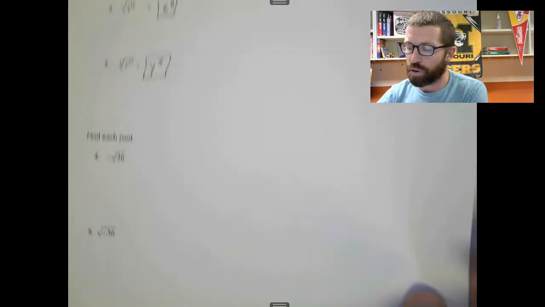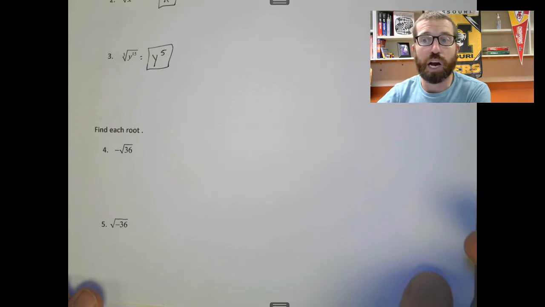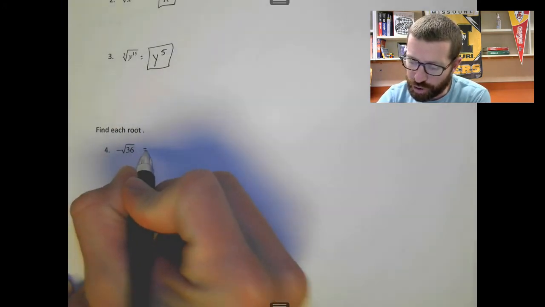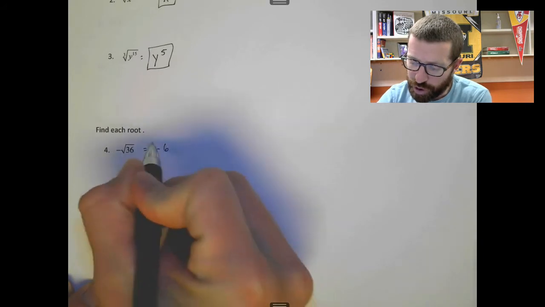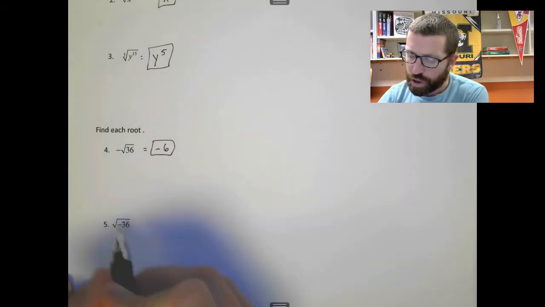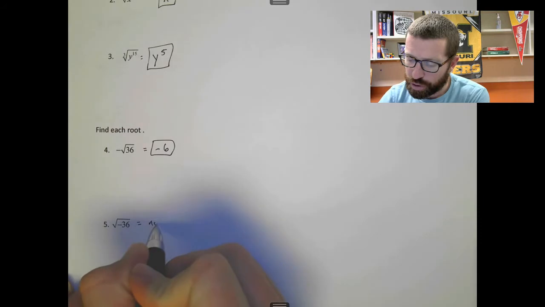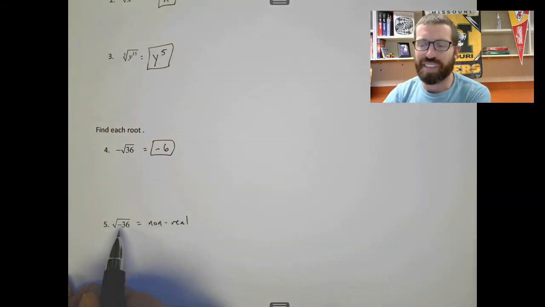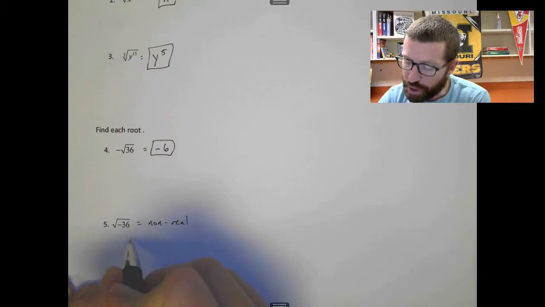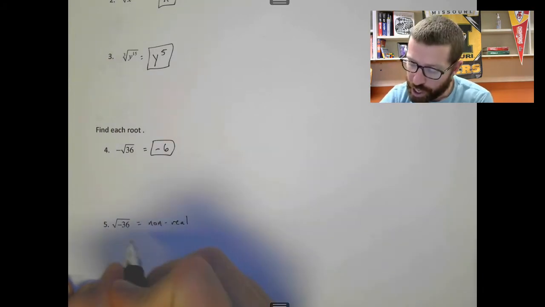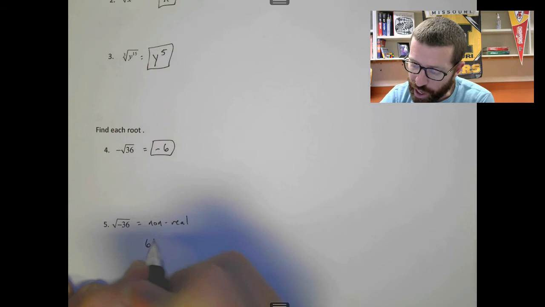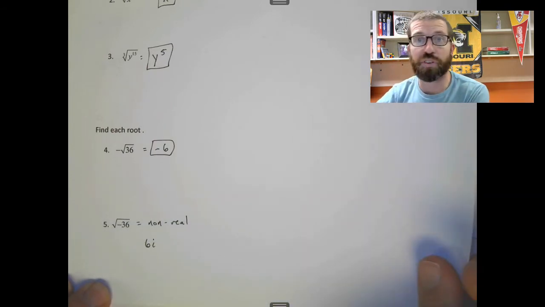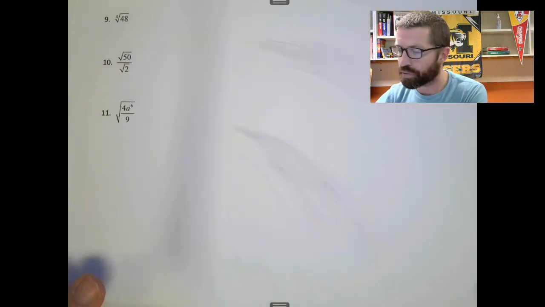On the negative signs, be careful. It's a common place for error. This is out front, so just the square root of 36 is 6, and the negative doesn't change. Here, this is non-real because I can't take the square root of a negative number. If you want to talk about imaginary or complex numbers, you can. It would be 6i, because the square root of negative 1 is i.